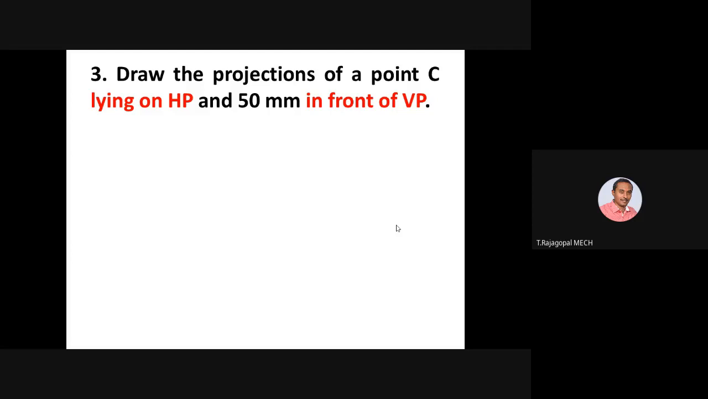Now, in this question, what can we do? Draw the projection of a point C lying on HP, 50 mm in front of VP. They said the point is lying on the HP plane, which is the horizontal plane. But on the horizontal plane, you can move that particular point C anywhere. For fixing that point, the data given is 50 mm in front of VP. From VP, it is 50 mm away, or in front of VP. So you can fix the point. This is the vertical plane and horizontal plane, with the point lying on HP. You have to fix the distance: it is 50 mm in front of VP.